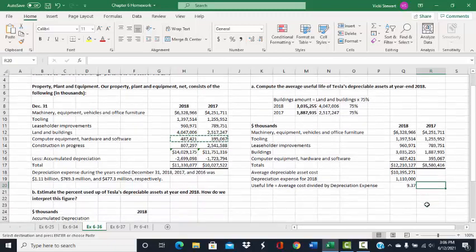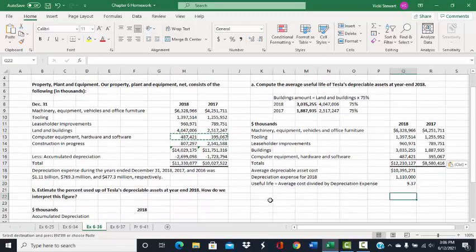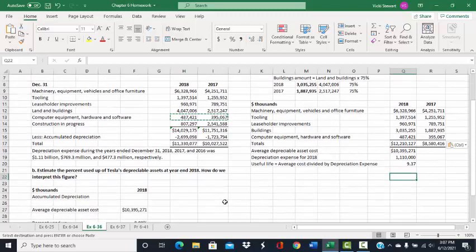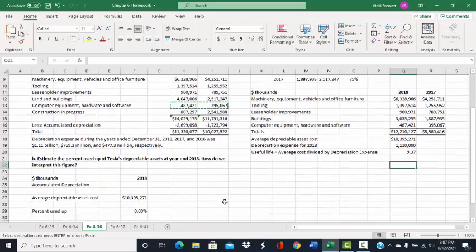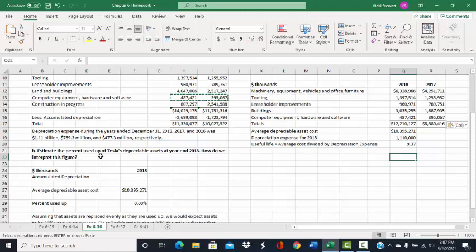So we would compare Tesla's average life to the average life of other companies in the same industry to determine whether or not this is a conservative average useful life, or whether that would be considered to be aggressive. The B portion states, estimate the percent used up of Tesla's depreciable assets at year end 2018.